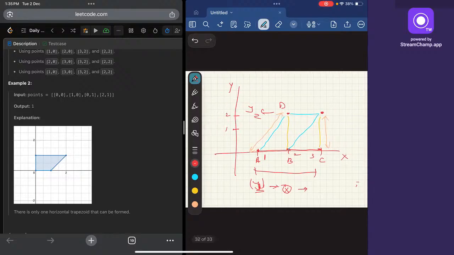So for y equal to 0, we have 3 points. For y equal to 2, we have 2 points. So we choose 2 from the first and 2 from the second: 3 choose 2 and 2 choose 2. That will be 3 and 1, so that will be 3 trapezoids.